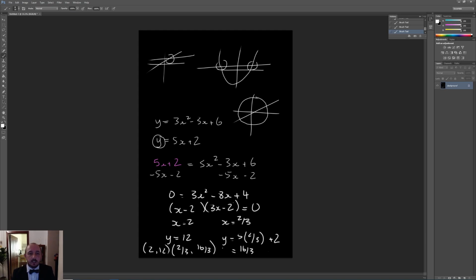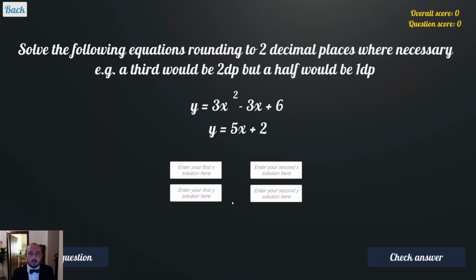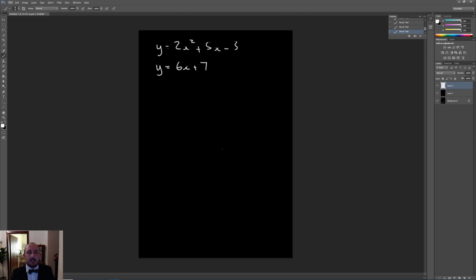So we can use the app to generate more questions. We have y equals 2x squared plus 5x minus 3 and y equals 6x plus 7. So pause the video and see if you can use the methods that I've just described to find the answer to this one. Okay, I'll come back to you in a second. I hope you got on okay with that. I'll take you through the solution now.